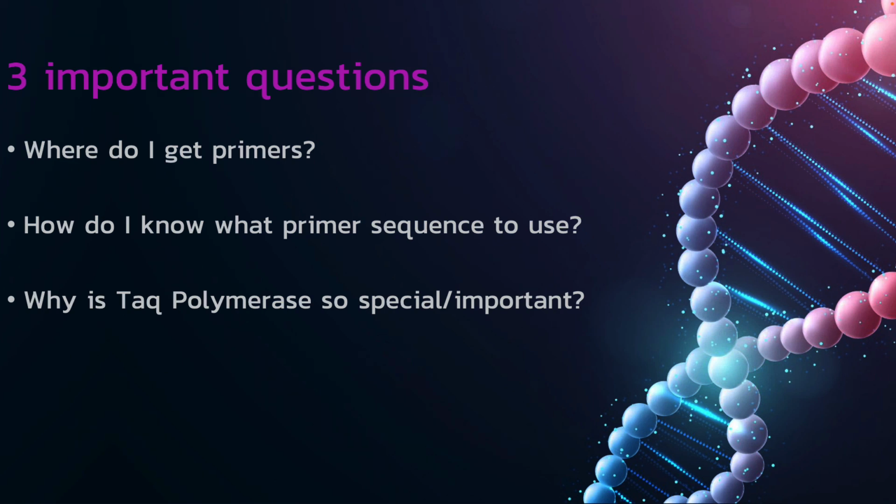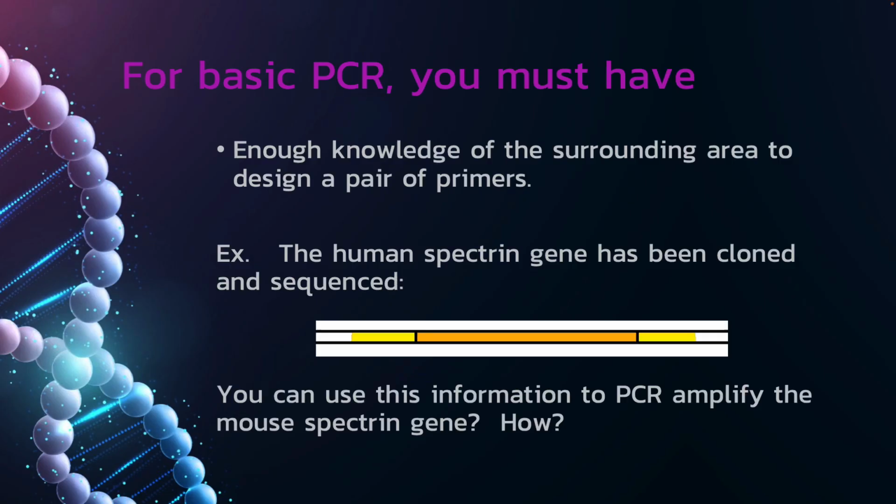And then why is Taq polymerase so special or important? Because it works at high temperatures. So it's a DNA polymerase that will work at very high temperatures. So for basic PCR, you have to have enough knowledge of the surrounding area to design a pair of primers. In an ideal world, whatever gene you're interested in, that genome has been sequenced. So you could use the known genome sequence to design your primers to amplify your gene of interest.